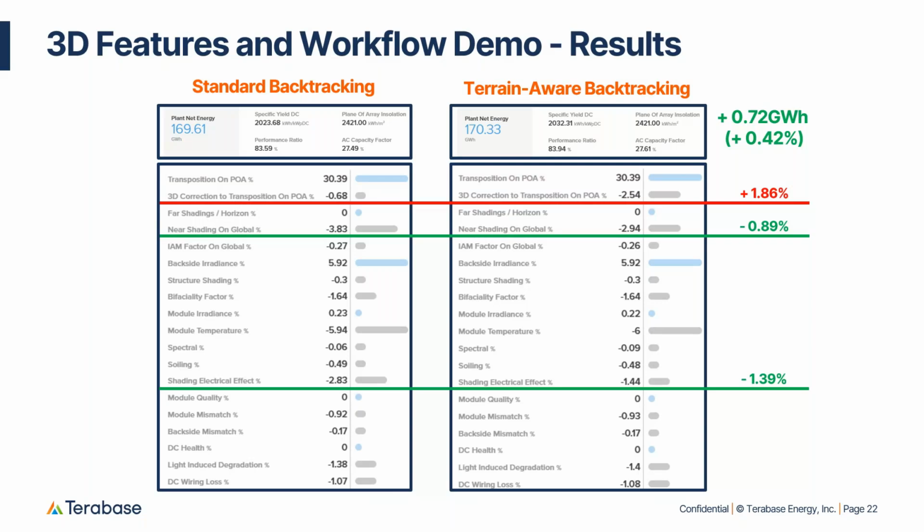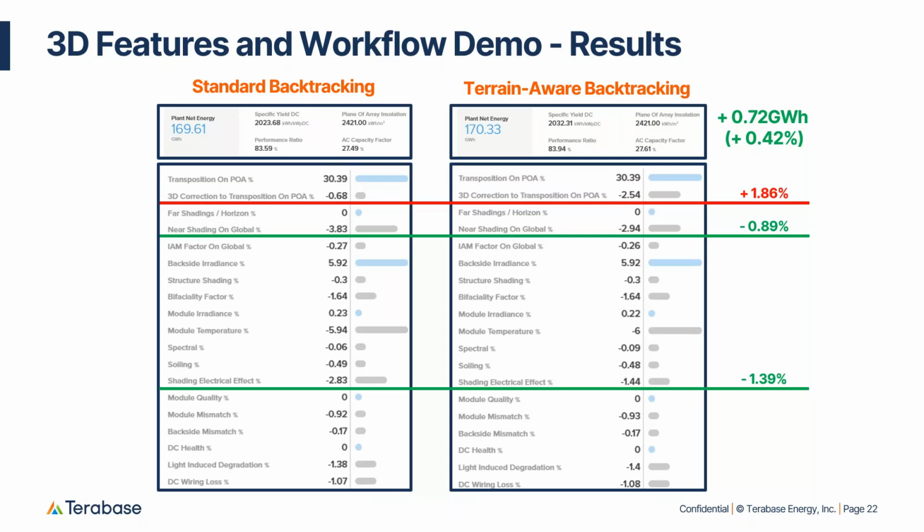And this makes sense because a terrain-aware backtracking model is choosing less optimal orientations relative to the sun position to try to avoid as much shade as possible. Moving down, we can see near shading has been reduced by 0.89%, which is also expected since the objective of terrain-aware backtracking is to reduce the direct beam shade. Finally, our shading electrical effect loss has also reduced by 1.39%, which is a result of the reduction in direct shading.